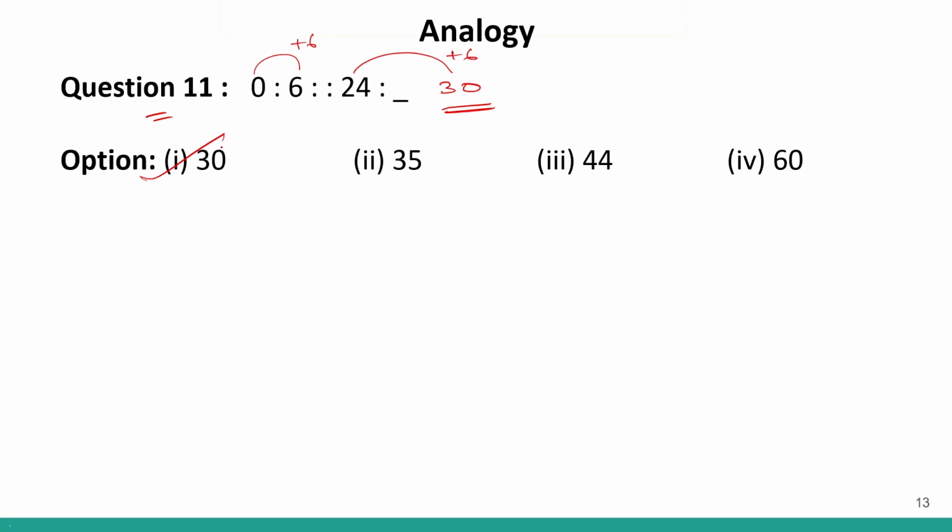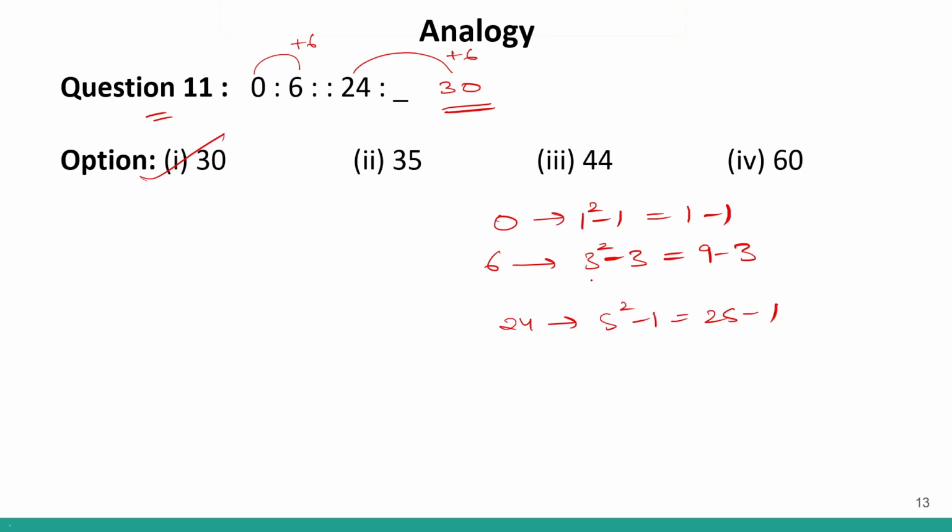But now I have another logic also. 0 can be written as 1 square minus 1, 1 minus 1. Similarly, 6 can be written as 3 square minus 3, that is 9 minus 3, which is equal to 6. If I look at 24, 24 can be written as 5 square minus 1, 25 minus 1. So the next one, relationship between 1 and 3 is plus 2. And then 7 square minus 7. Because over here we have minus 3. So minus 7. 49 minus 7 will give me 42. So this can also be my answer. 42 can also be my answer.